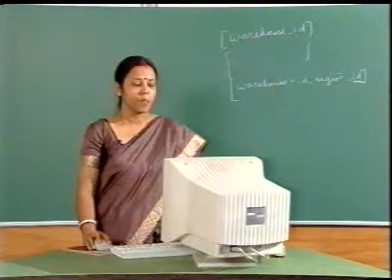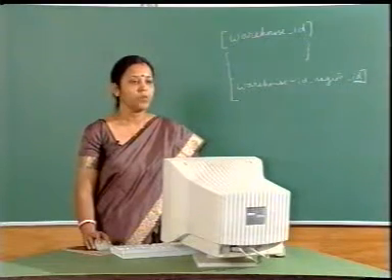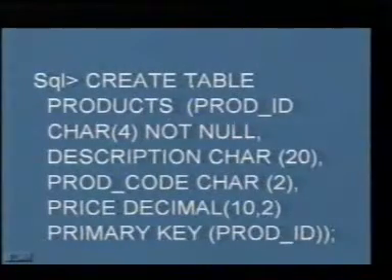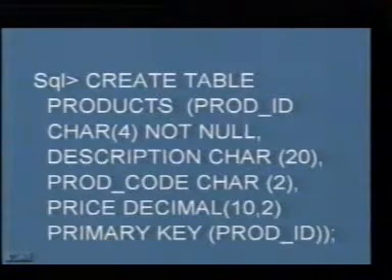In this example, we can see how to define the primary key in a create table command. CREATE TABLE, this is the syntax of creating the table. Products is the table name or the relation name. Prod ID is the attribute name. Character is the data type. 4 is the data width. NOT NULL means in this attribute you can't enter null values.